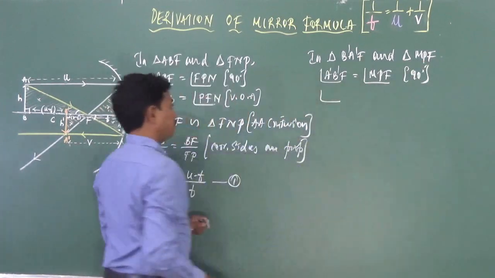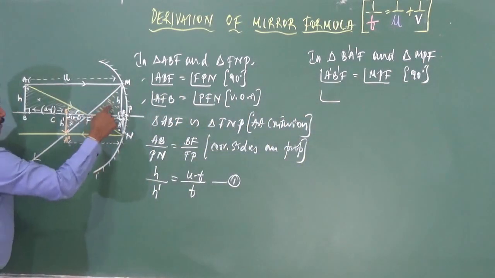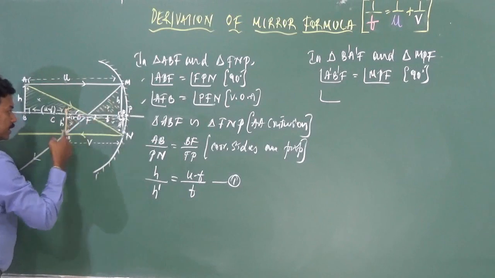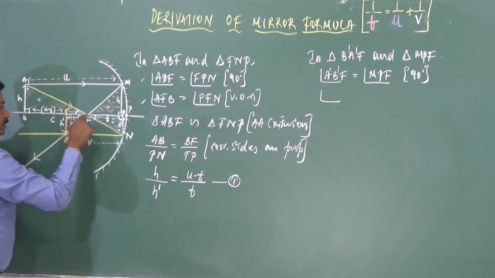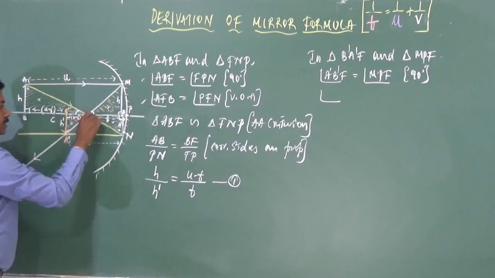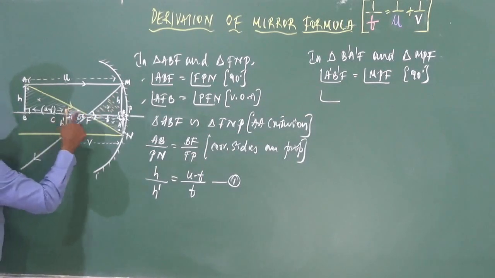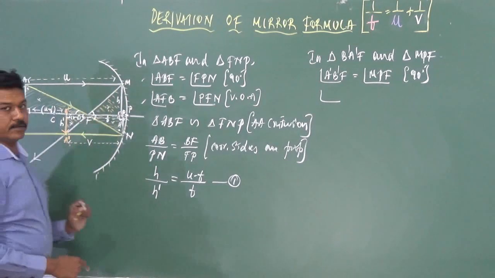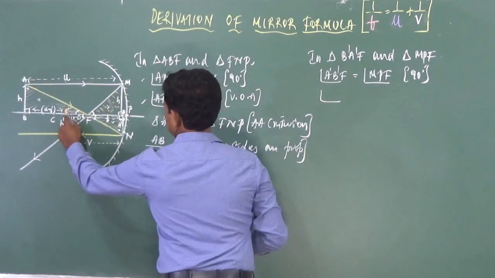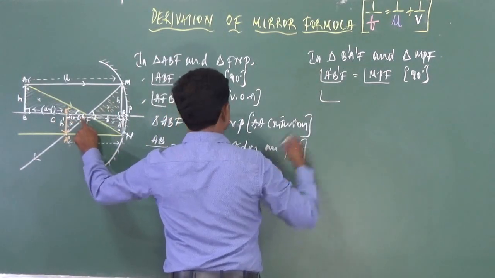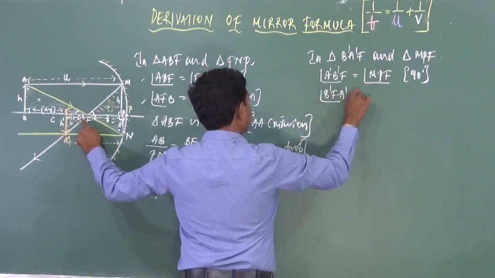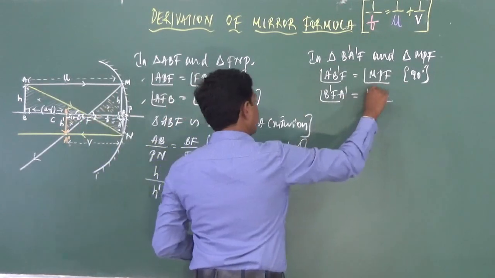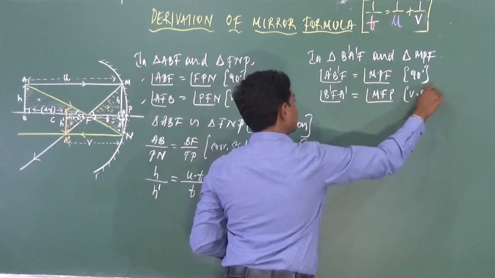So we will consider another pair of angles. In these two triangles, this is one straight line and this is another straight line. If two straight lines intersect at this point, then the vertically opposite angles are equal. So angle B dash F A dash is equal to angle MFP. These are vertically opposite angles.